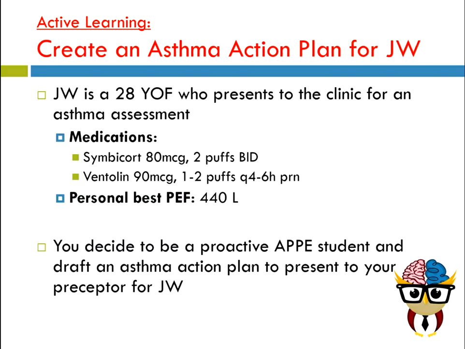Alright, so JW is a 28-year-old female who presents to the clinic for an asthma assessment, currently on Symbicort and albuterol. Personal best is 440. You decide to be a proactive student and draft an asthma action plan to present to your preceptor for this patient. Okay, so personal best is 440. We'll give y'all a second to do as much of it as you can. We're going to go step by step.